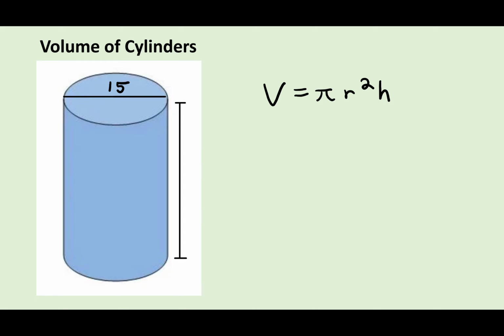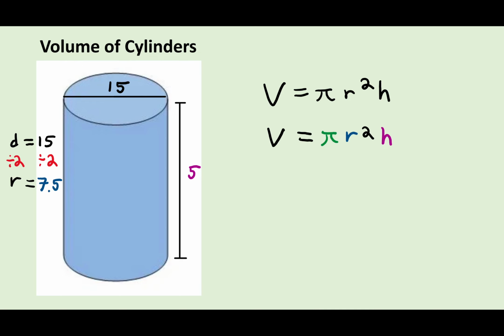For our final example, we're going to have a look at a slightly different type of problem. In this example, our diameter is 15, and our height is 5. The only issue here is that our formula for the volume of a cylinder doesn't have a d for diameter in it, just an r for radius. Luckily, we know that the diameter divided by 2 gives us our radius, so that means that 15 divided by 2 will give us our radius of 7.5.